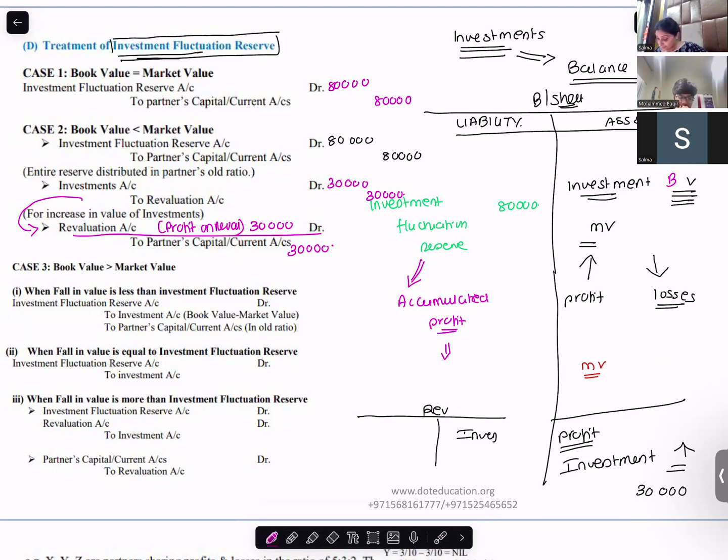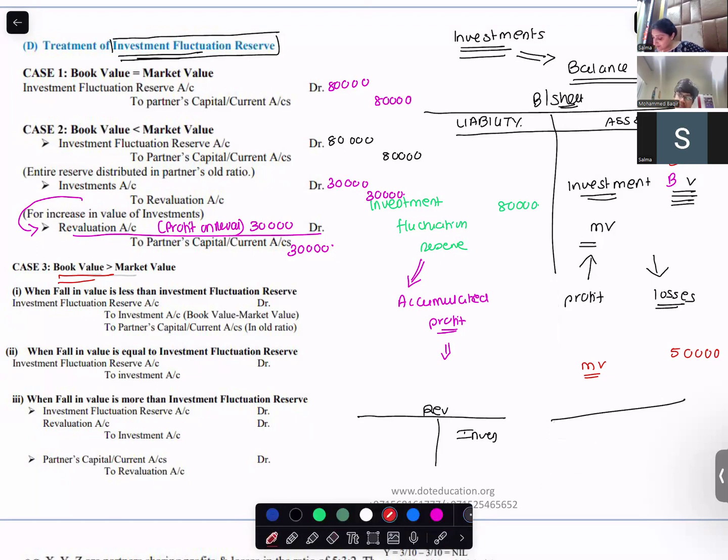Okay. Case number 3. Book value is greater than market value. Say book value is 80,000 and market value is 50,000. Tell me, what is happening? Loss, by 30,000. So you have a loss of 30,000. Where will you take this loss from? You have a reserve, right? Investment fluctuation reserve.